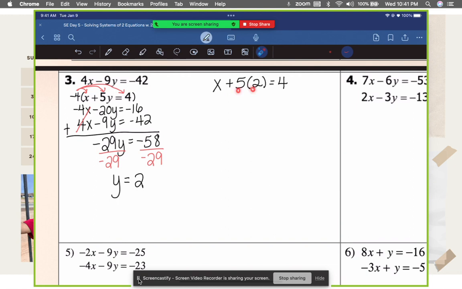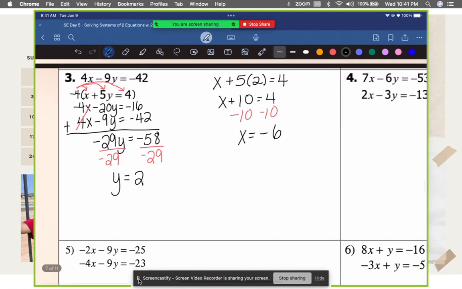5 times 2 is 10. So I got x plus 10 equals 4. I'm going to subtract both sides by 10. That leaves me with x equals negative 6. Please do not forget to write your answer as a point, because remember, it is a solution to the two equations.